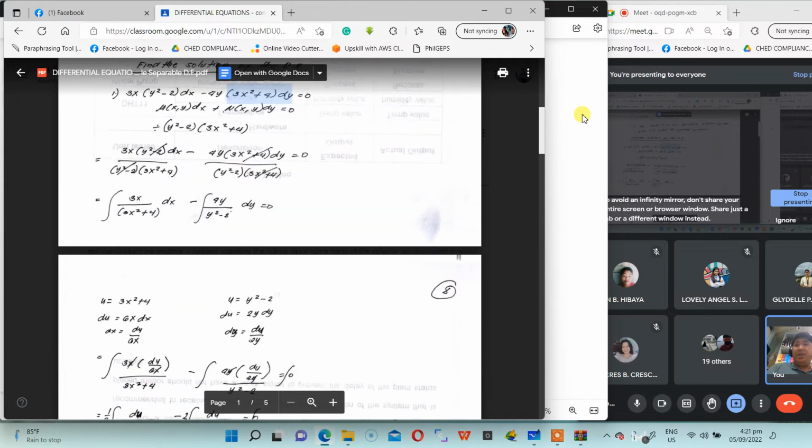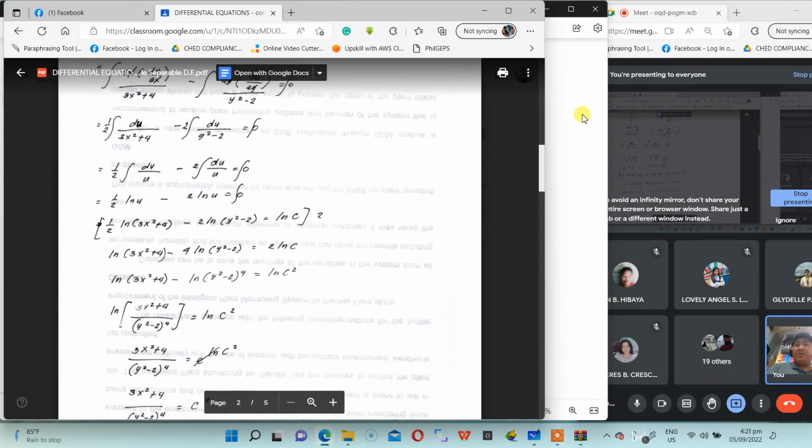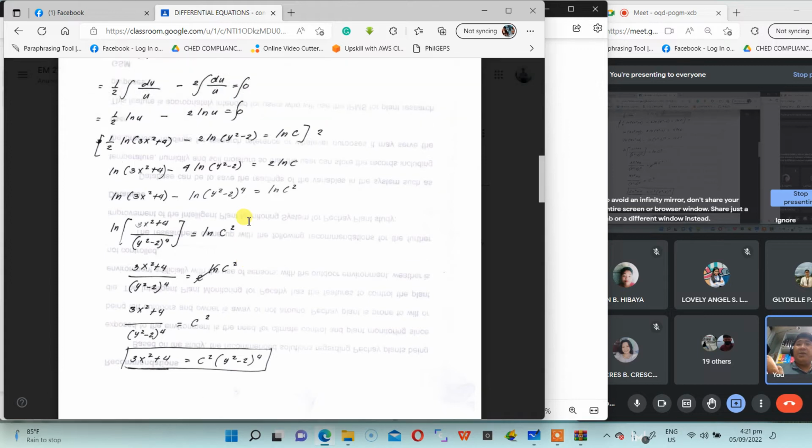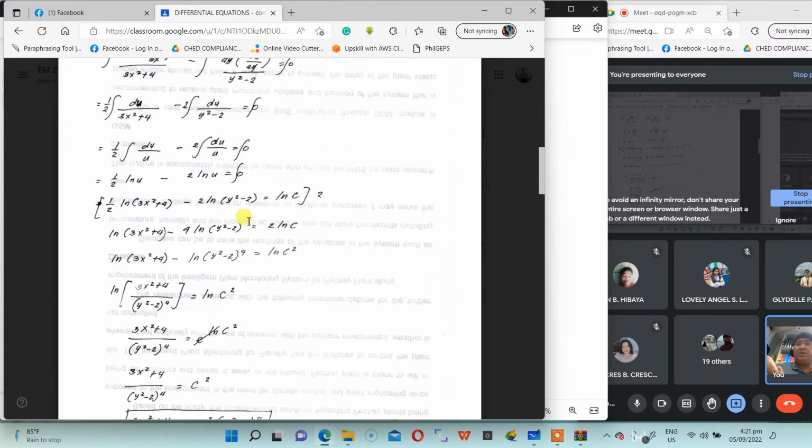If you could see, we have this answer. We just substituted 2. It's the same, c squared. Since 1/2, okay. So we have verified the solution.